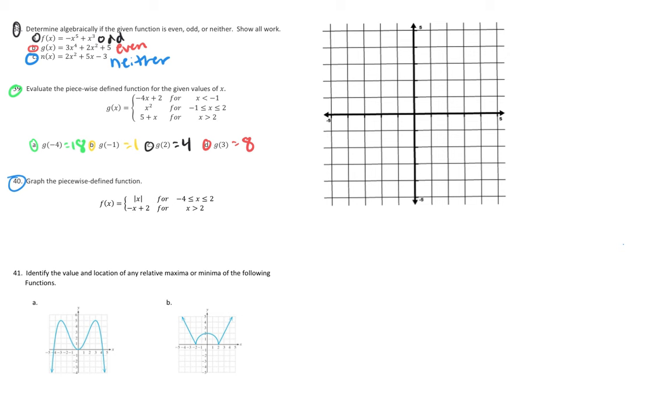So we can start plotting some points. If we do our x and our f of x value, at negative 4 the absolute value would be 4. Let's do negative 2, 2. 0, 0, and 2, 2. So we can at least graph the absolute value portion of it now. So negative 4, 4.